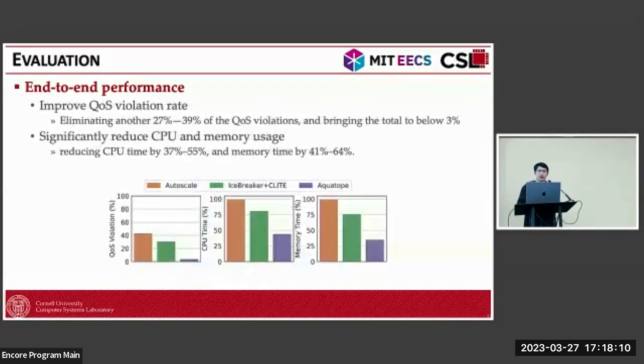Finally, we perform an end-to-end analysis of AQUATOPE by comparing it to a framework using an autoscaling-based approach and a framework combining the container pre-warming mechanism in IceBreaker with a BO resource manager in CherryPick, which are the best performing alternatives. The figure shows the average quality of service violation rate and the aggregated CPU and memory time for different frameworks. And we can see that our system outperforms the best performing prior approach, eliminating up to 39% of the quality of service violations and bringing the total down to below 3%. We can significantly reduce the CPU and memory usage, reducing the CPU time by up to 55% and the memory time by up to 64%.